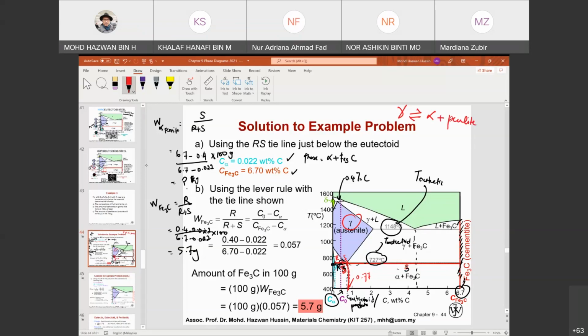Okay, so from here, maybe we want to identify what will be the amount of alpha and also the amount of perlite that is formed. The amount of alpha is known as pro-eutectoid alpha, because it is close to the region of alpha, you have more alpha, then we call it pro-eutectoid alpha. And another one is actually perlite. So I just want you guys to calculate a bit.